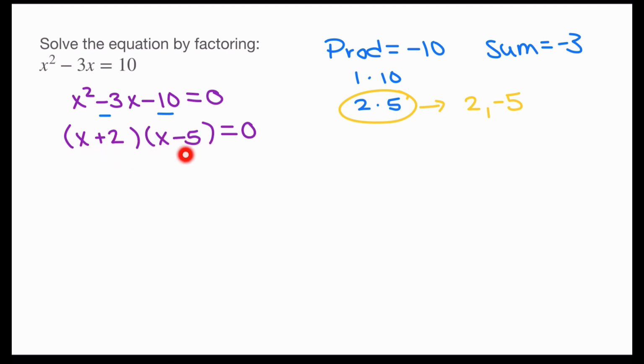If I were to FOIL this out or multiply this out, this would give me the polynomial that I started with. So x plus 2 times x minus 5 has to equal 0. The only way we can multiply 2 things together and get a product of 0 is if at least one of them is 0. So that means x plus 2 has to equal 0, or x minus 5 has to equal 0. Solve for x by subtracting the 2, so x is negative 2, or adding the 5, x is 5. And those are my 2 solutions. X could equal negative 2 or positive 5.